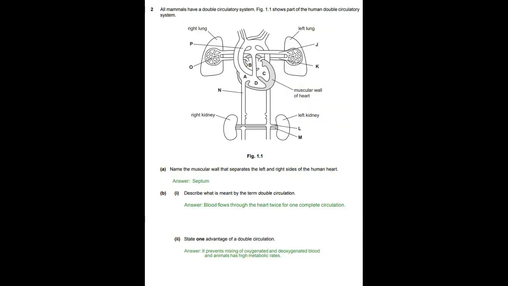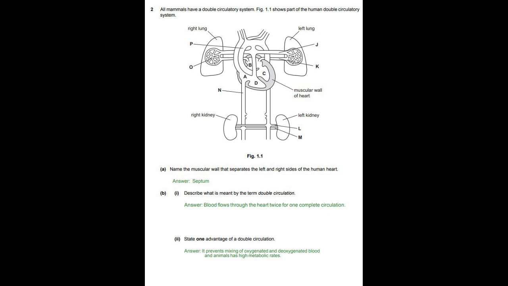All mammals have double circulatory system. Figure 1.1 shows the part of human double circulatory system. So the question number 2A, name the muscular wall that separates left and right side of the human heart. So the answer is septum. Septum is a muscular wall which separates right side and left side of the human heart.